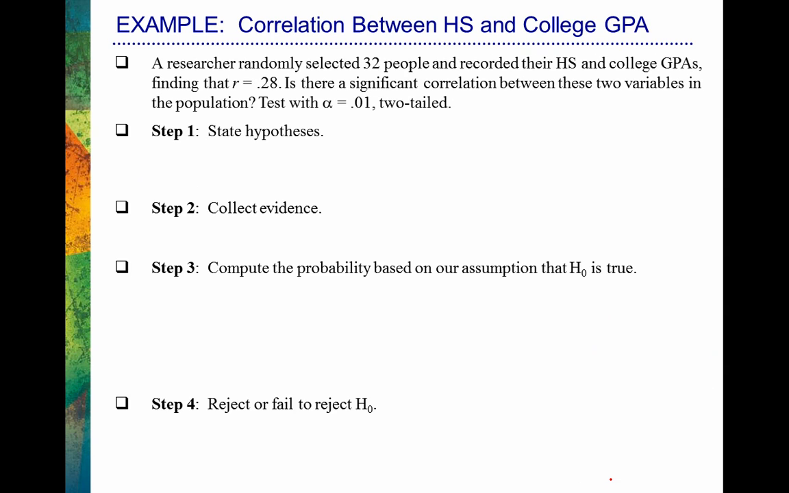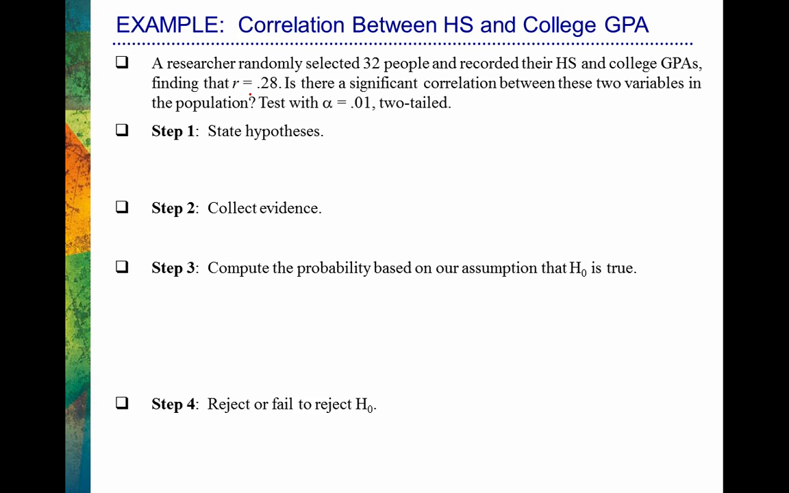So here again, I'm just providing us with some information. Again, let's assume we're looking at the correlation between high school and college GPA. A researcher randomly selected 32 people and recorded their high school and college GPAs. Let's say at this point we found that the sample correlation was equal to 0.28. So again, it's positive, but it's much more modest. Is there a significant correlation between these two variables in the population? So we're using sample data to try to learn about the population.